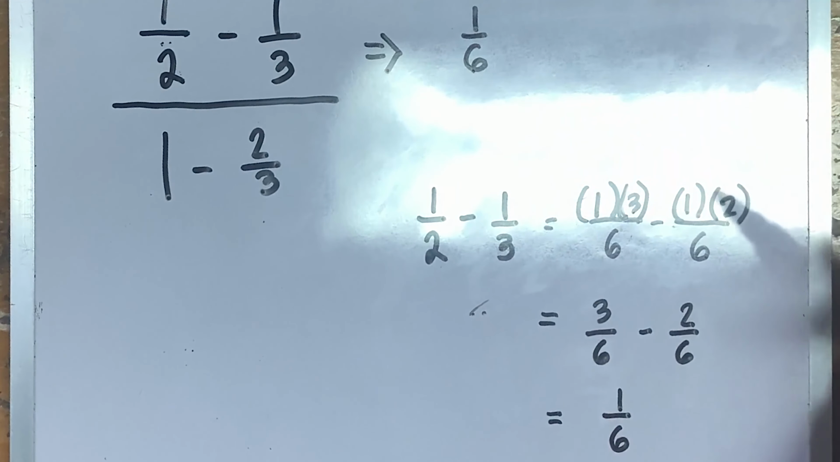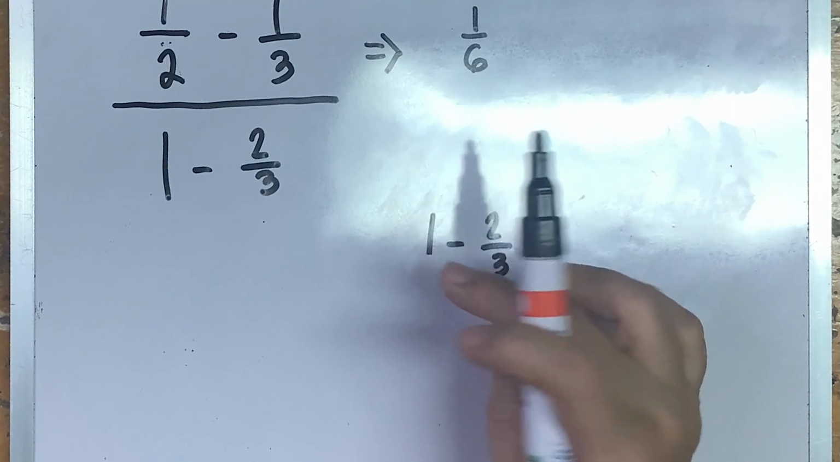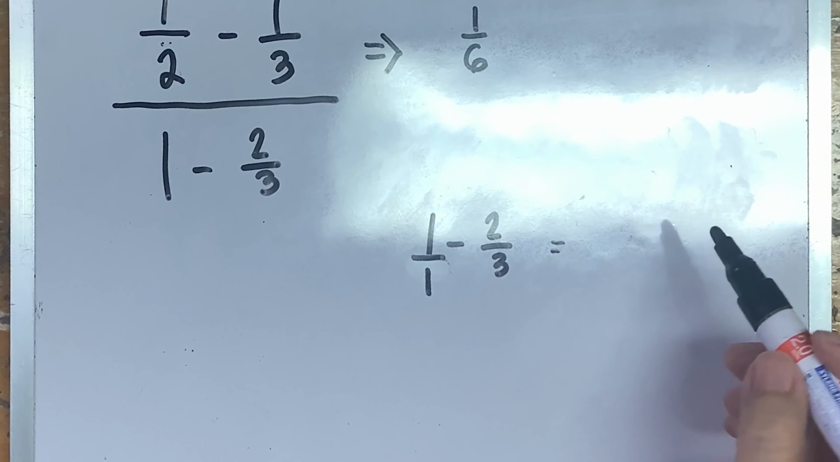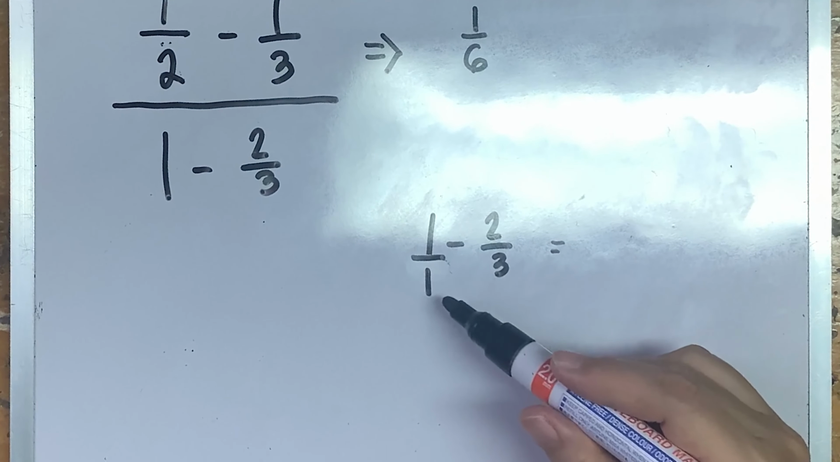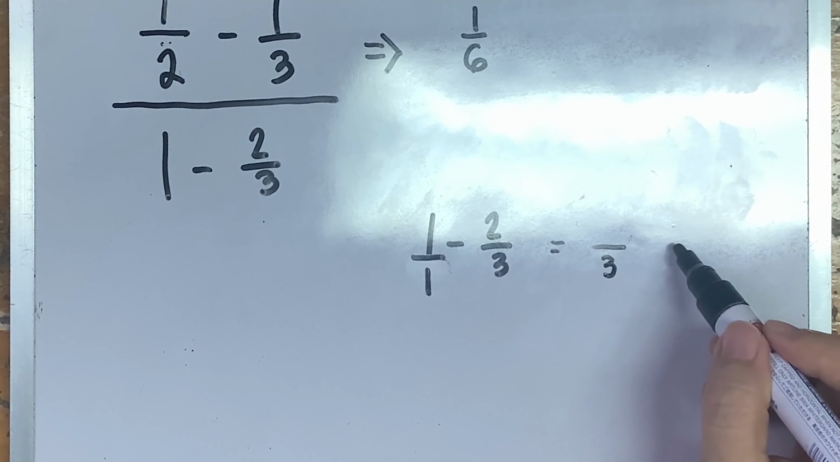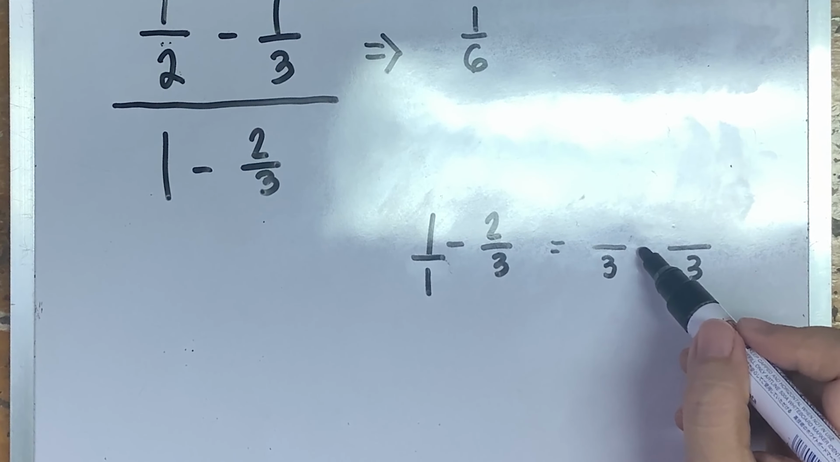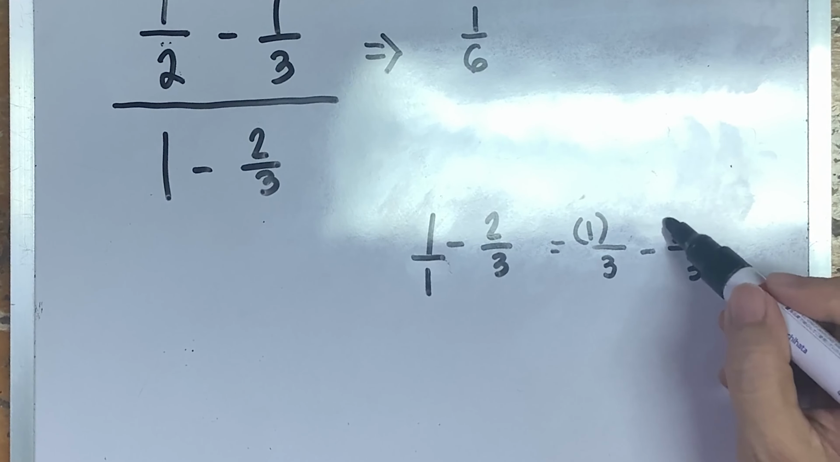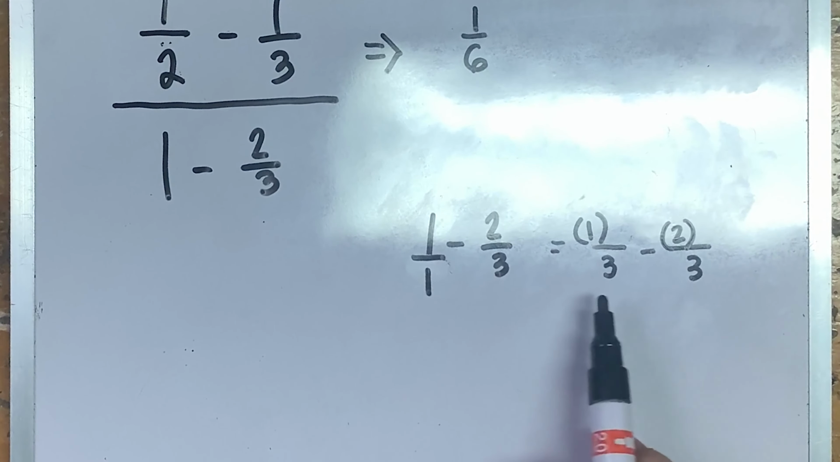Next, let's simplify the denominator into a single fraction. So we have 1 minus 2 over 3. This is a whole number, we have 1 as its denominator. Okay, so next, let's get the LCD. Okay, the LCD for 1 and 3 is simply 3. All right, so the operation there is subtraction. Let's just rewrite the numerator of each of the term, and then let's divide.